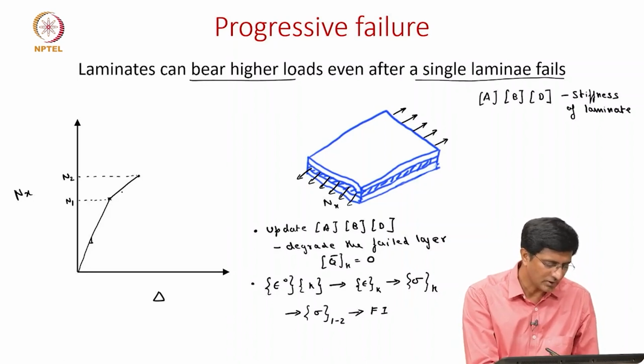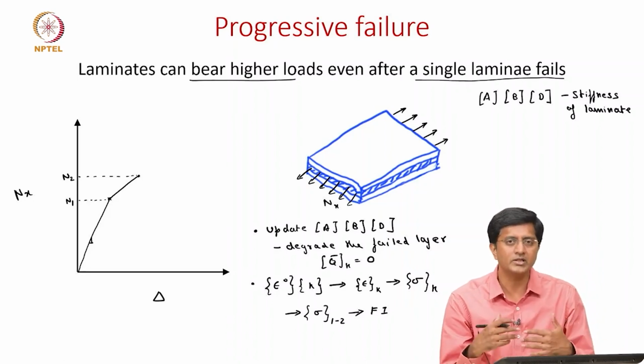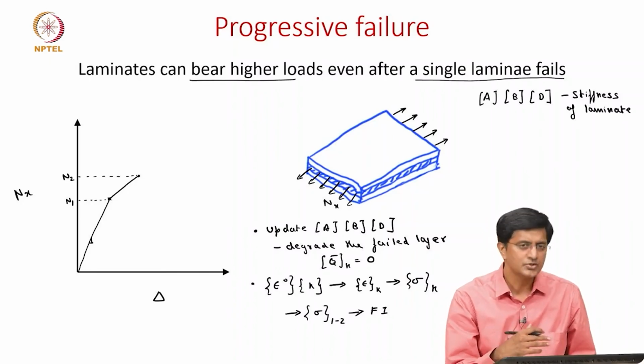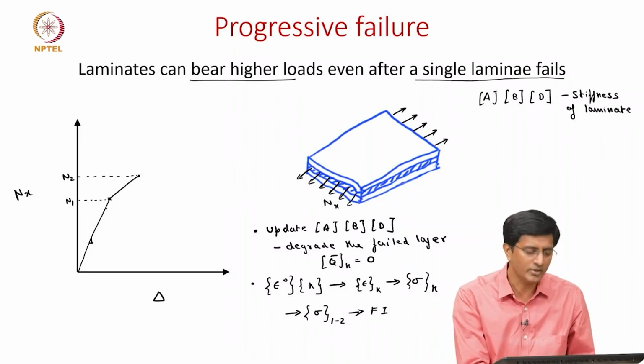So we are saying the slope is reduced, meaning it has lesser stiffness, because we are only considering a few of the lamina from the original laminate. Okay, so this procedure can be repeated, meaning after the first ply failure, we apply this procedure to find at what load the second ply fails.